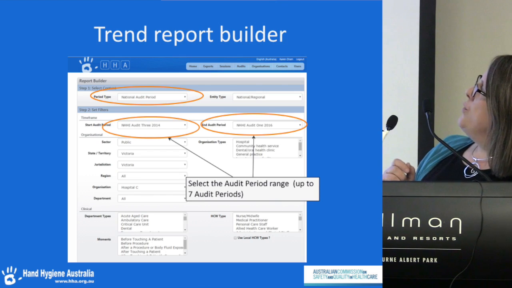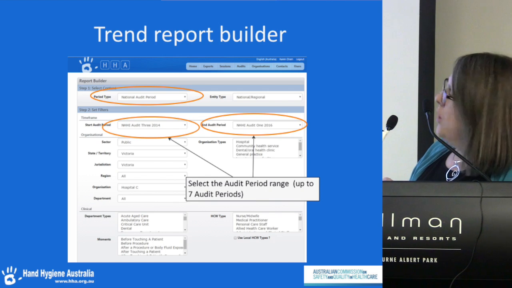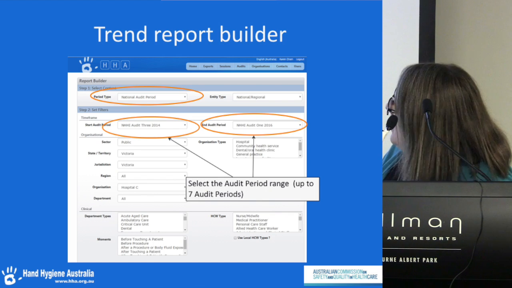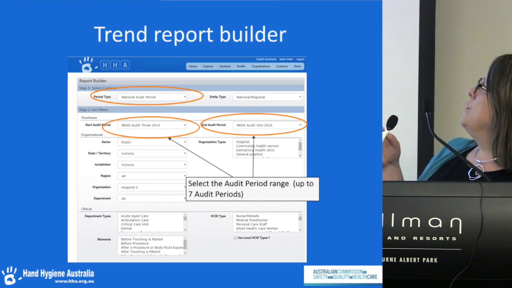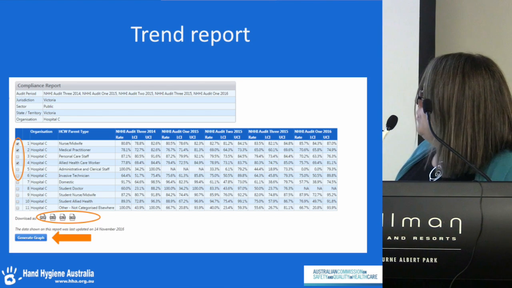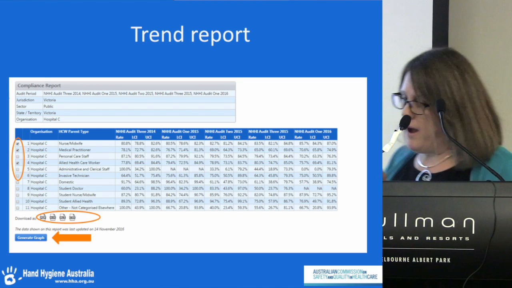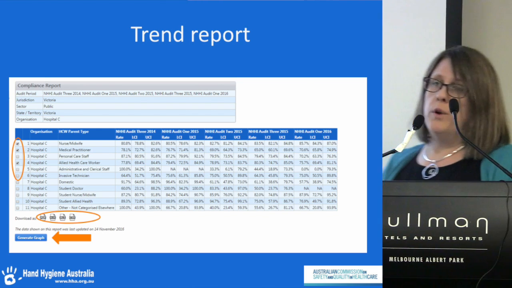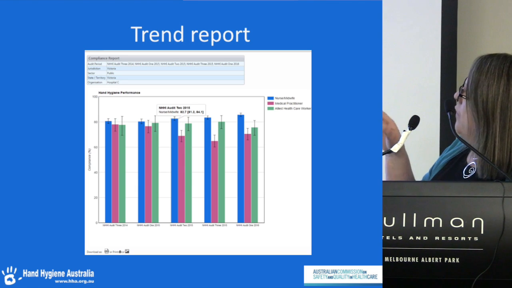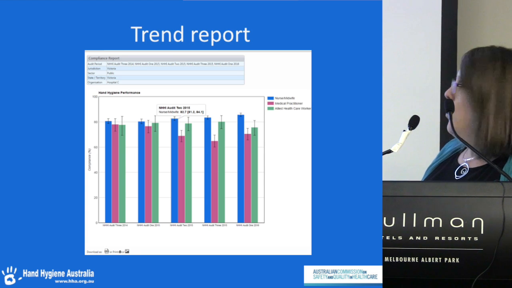So the next one is the trend report, and this shows us compliance over time. So I've selected the audit type, and I've looked at Audit 3 2014 to Audit 1 2016. So I get the compliance table, I get the data in the table, I can download that, and then I can select what I'd like to see in my graph. So I've just selected 3 healthcare worker types to put in the graph, and this is what that graph looks like. So I can see the 3 healthcare worker groups across time over a series of audit periods.